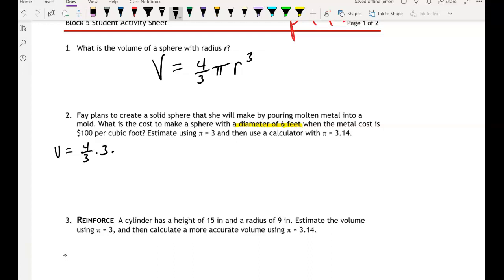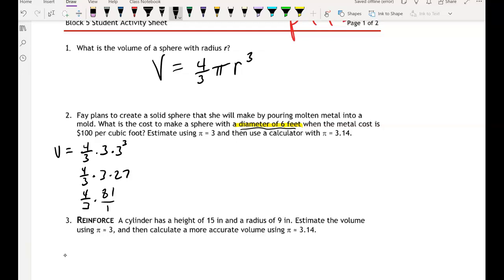Volume equals 4/3 times pi, and they said use 3, times the radius cubed. Now, it says that it has a diameter of 6 feet, so that means that the radius is 3, and we're cubing that. So, this would be 4/3 times 3 times 3 times 3 times 3. 3 times 3 is 9, times 3 is 27. All right, now, what is 3 times 27? Find that out real super easy with a calculator here. 3 times 27 is 81. So this will be 4/3 times 81.